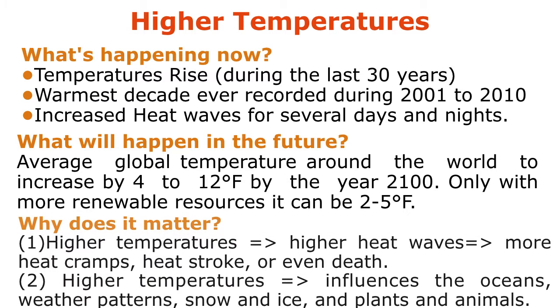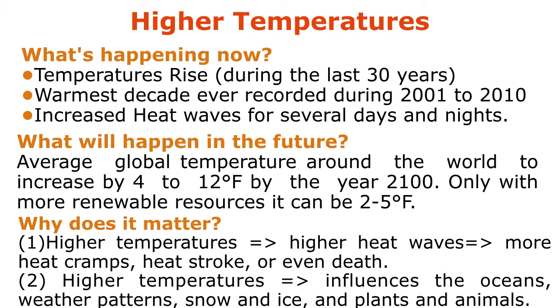Why does it matter? Higher temperature means that heat waves are likely to happen more often and last longer too. Heat waves can be dangerous, causing illnesses such as heat cramps and heat strokes or even death. Warmer climates can also lead to a chain reaction of other changes around the world.